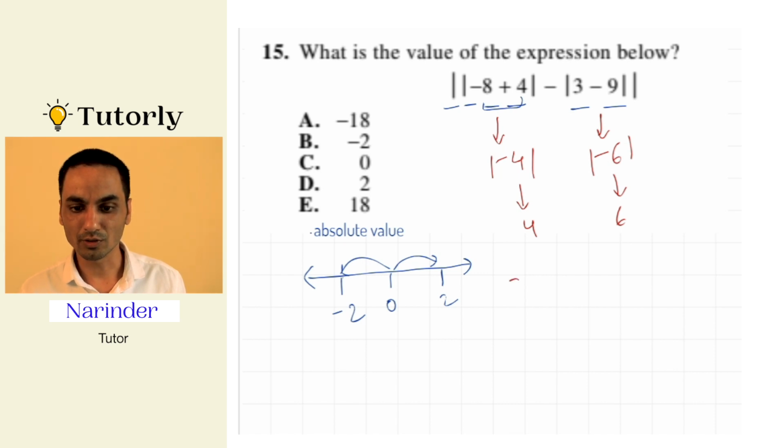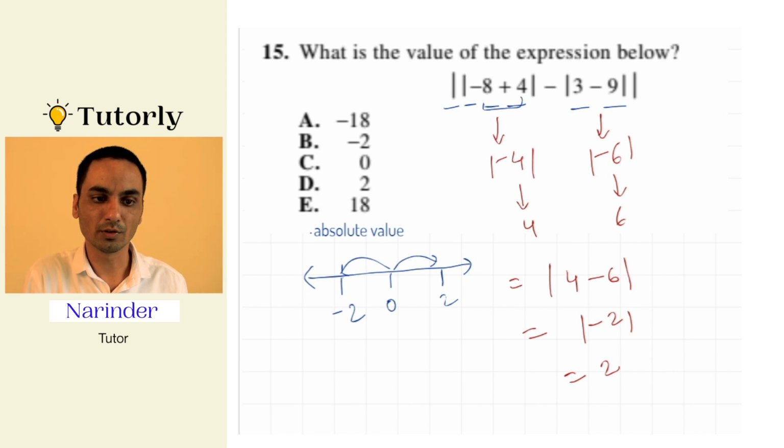Now the expression that we had is equal to the absolute value of 4 minus 6. 4 minus 6 gives us negative 2 and the absolute value of negative 2 is positive 2. And that is my option D.